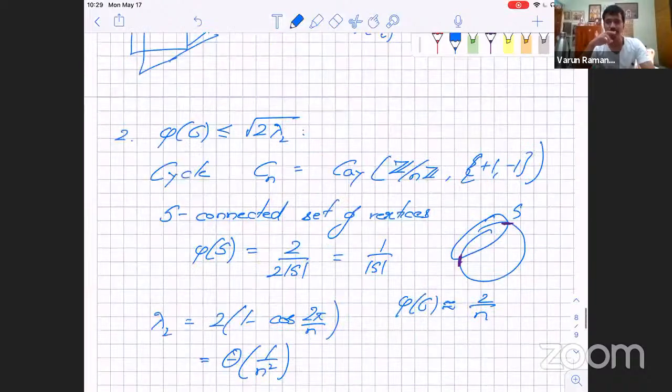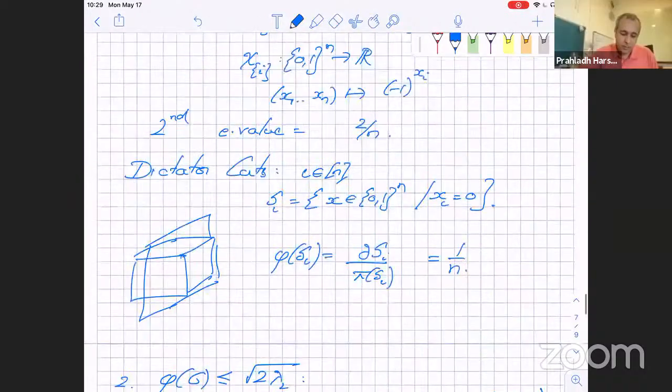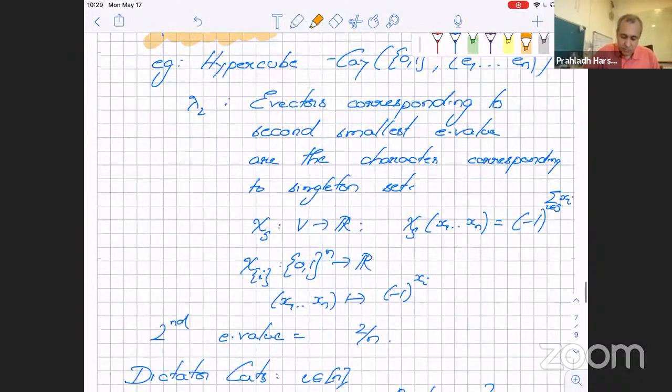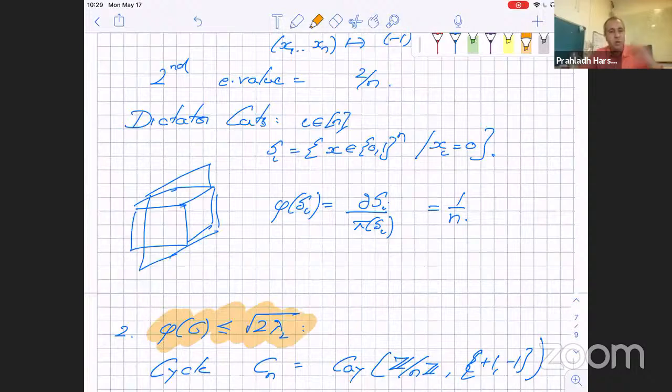Okay. So these two examples show you the tightness at both of the two extremes. The Cheeger inequalities cannot be tightened. You do have a quadratic loss for the cycle, and you do have this in the other direction. So there are examples in which both of them are tight.